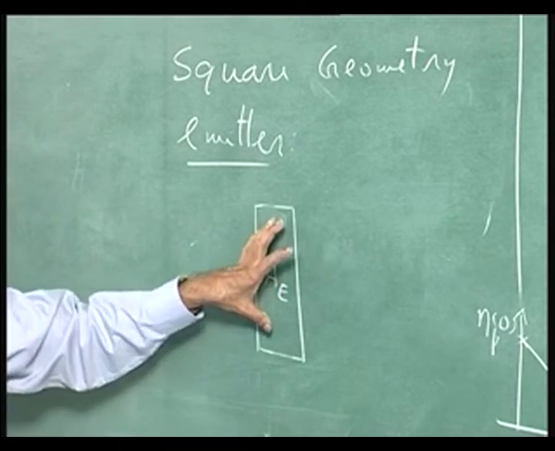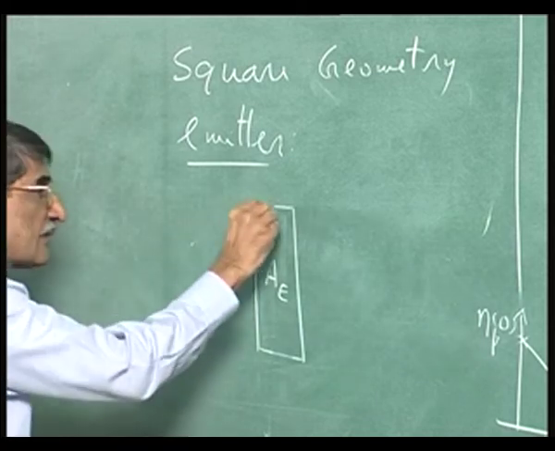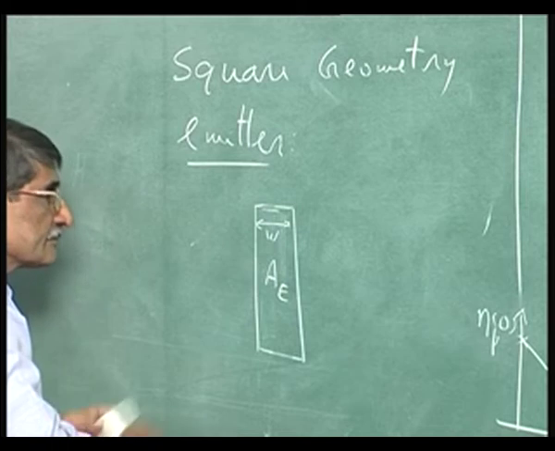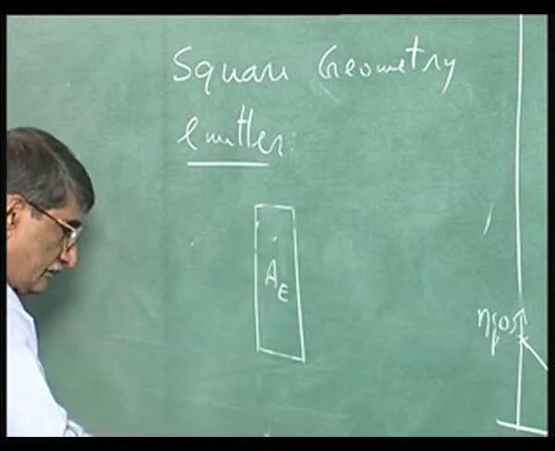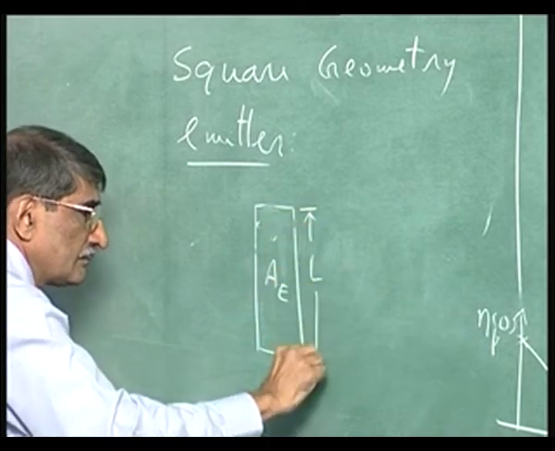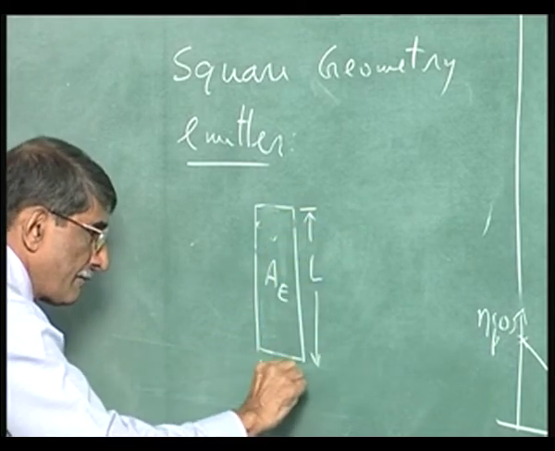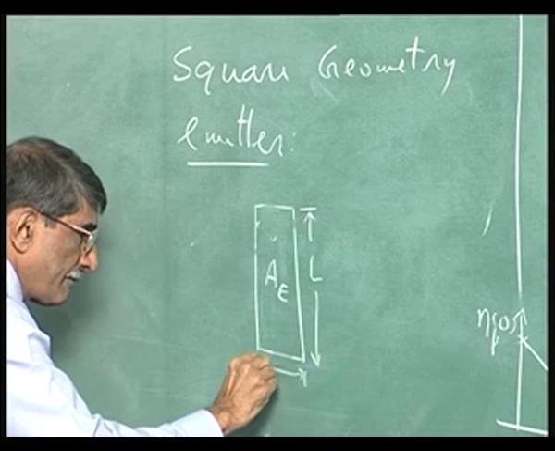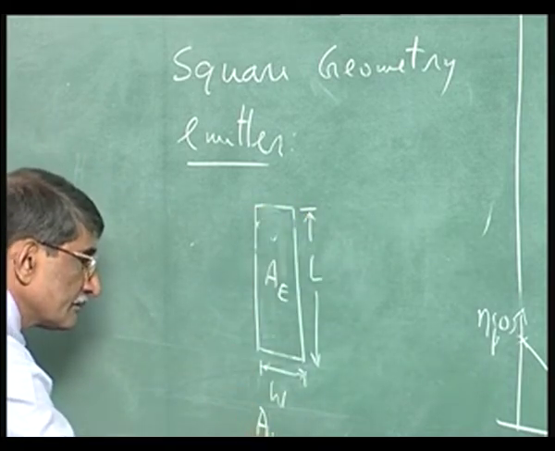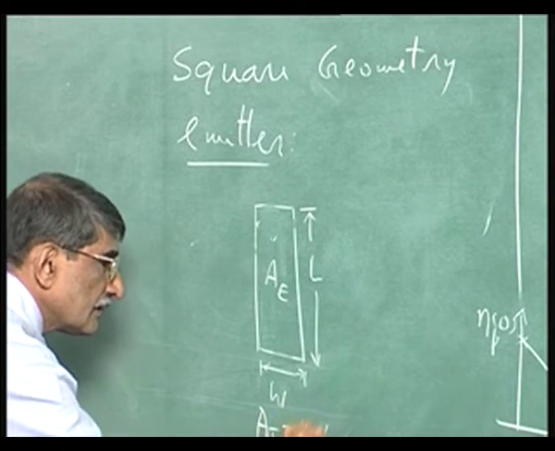W into length. Okay. If I call this as W, so AE is W into L.